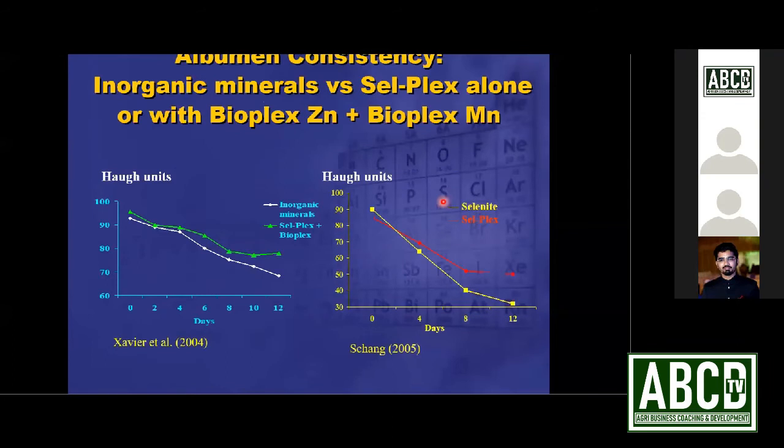So how can Cellplex help you in this? Albumin consistency, albumin viscosity. By comparing your inorganic minerals and Cellplex alone or in combination with Bioplex zinc and Bioplex manganese, you can see here Cellplex alone and examine the Haugh units. This is a measurement that you use in the table egg industry. By using Cellplex, you have a better viscosity, so you have a better consistency of albumin as compared to selenite. And here you have Cellplex in combination with Bioplex zinc and Bioplex manganese. Again, you have better Haugh units by using organic minerals.